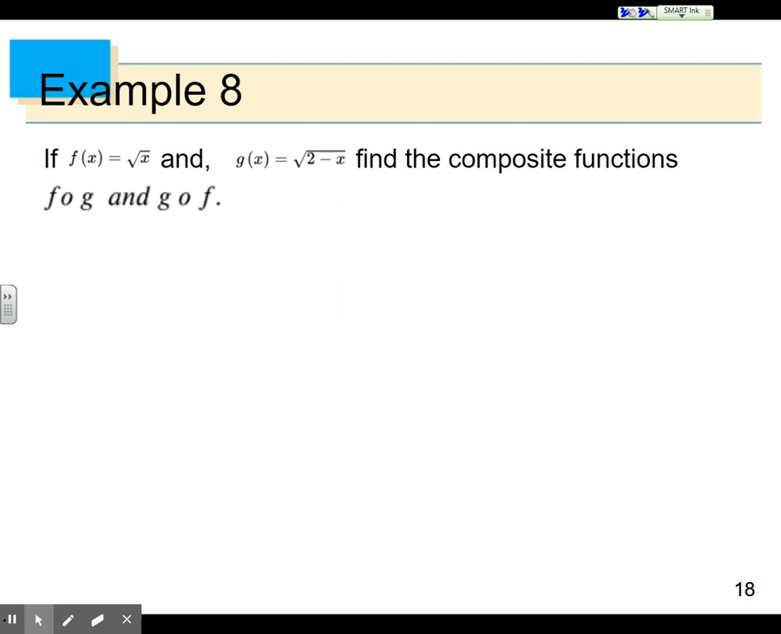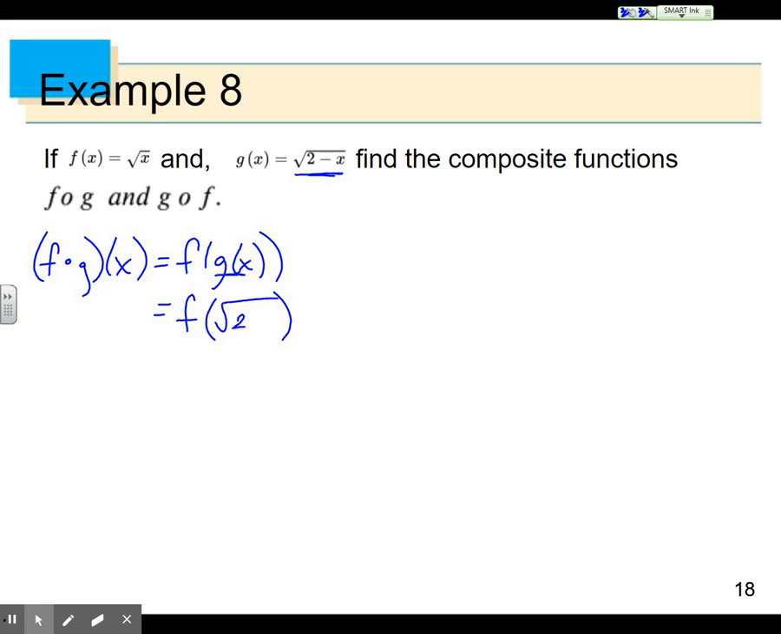So, which one do I want to do? I'm going to do f of g of x. I'll let you do the g of f of x in just a minute. So f of g of x, I have f of, my direct substitution says plug in g of x, square root of 2 minus x. Okay.